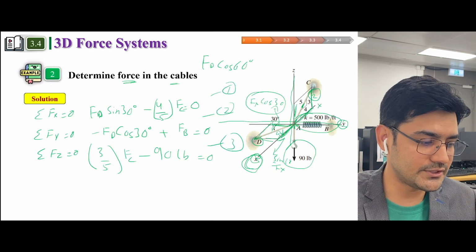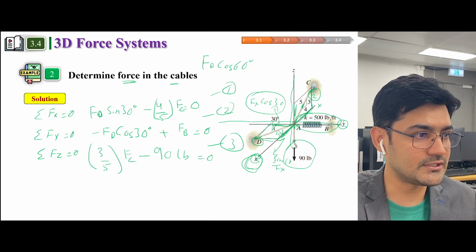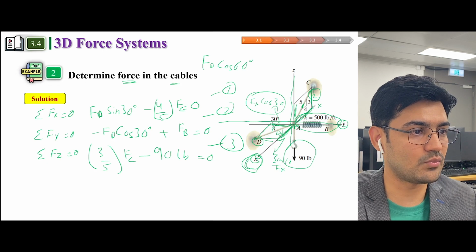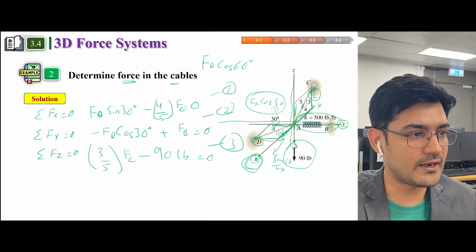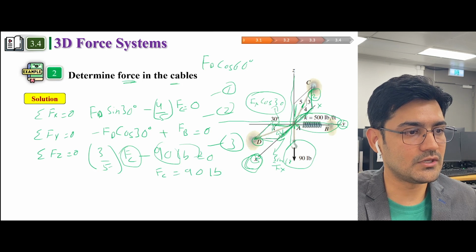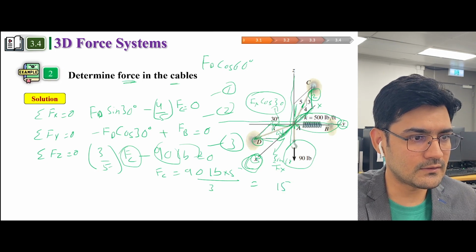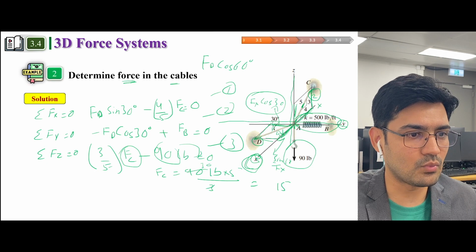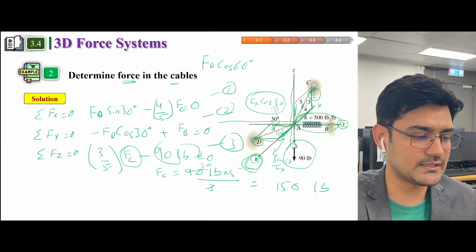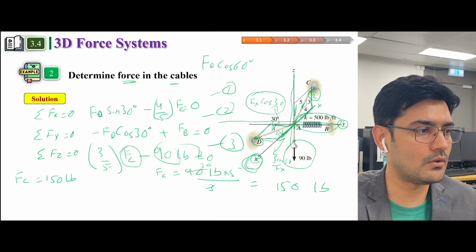If you solve all these equations, which you can do easily, let me give you some example. For example, let's just take this equation 3. So if you want to find FC, it would be pretty easy. FC is equal to, this 90 will go there, so it's 90 pound, and then this 5 will go there. You will multiply by 5 and you will divide by 3. So FC is equal to 150 pound. This is our FC.